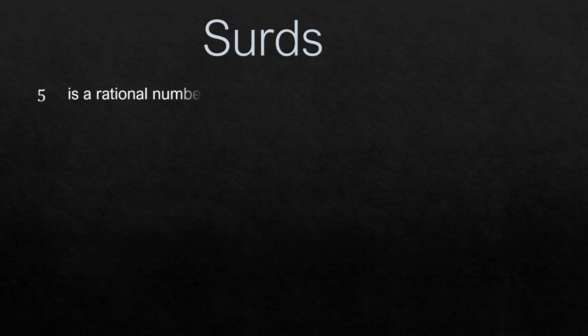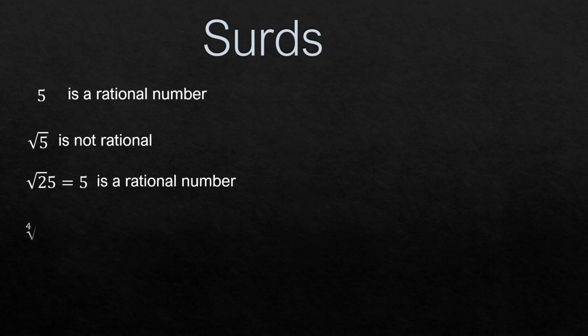You know that 5 is a rational number. Root 5 is not a rational number, that means it is an irrational number. Root 25 is a rational number, right? And the fourth root of 5: root 5 itself is an irrational number, and if you take the fourth root of it, that also will not be a rational number, that will be an irrational number.